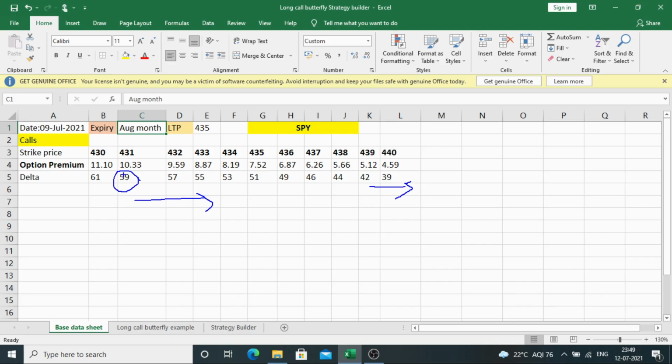So out of the 59%, this 42% is not favorable for us because that is a loss-making scenario. The only scenario we want is in between, 431 to 439. The probability of success is 59 minus 42. That means the probability of success is only 17%.